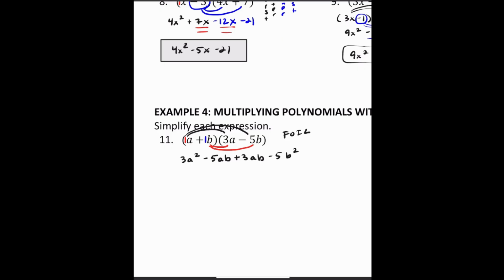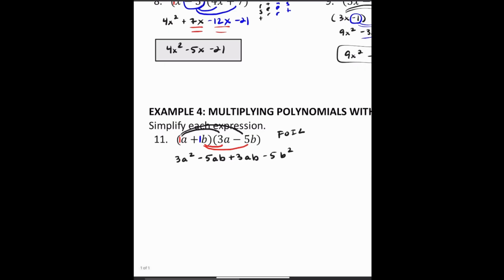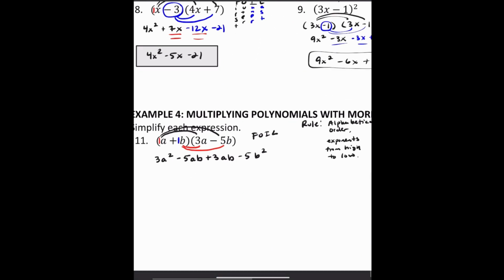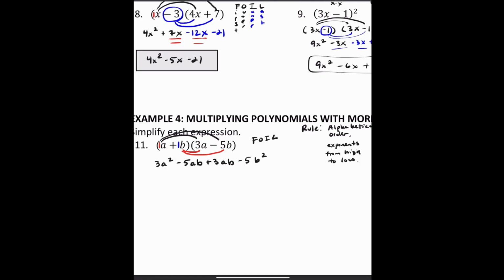What I want you to do when we combine the like terms, you need to follow this rule over here. The rule is that we need to write this in alphabetical order. And remember, the exponents must go from high to low. Okay, so we have a and b. a is first in the alphabet, right? So we look at the a with the highest exponent, and that would be this over here.